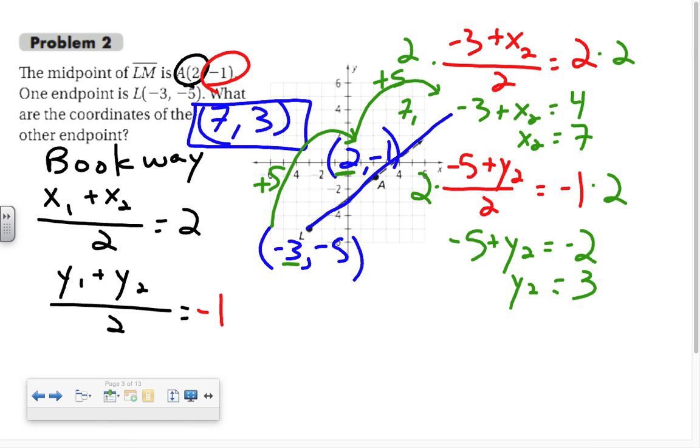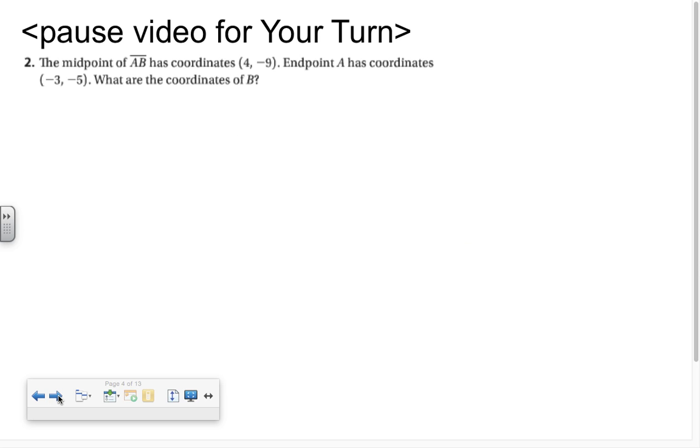And then I do the same thing with the y-coordinate. From negative 5 to negative 1, I would have to add 4. So if I just add 4 again, I'd have negative 1 plus 4, giving me 3, which is the exact same answer, but I got the other way. But myself personally, I think that took up a lot less time and energy. So use whatever method works best for you, and use it in this your turn.